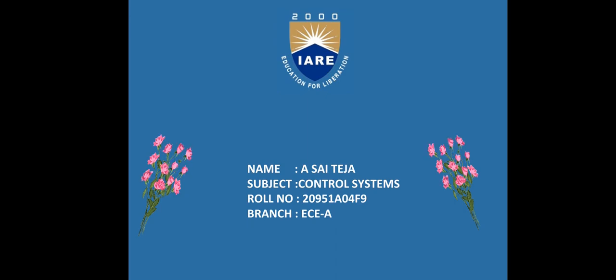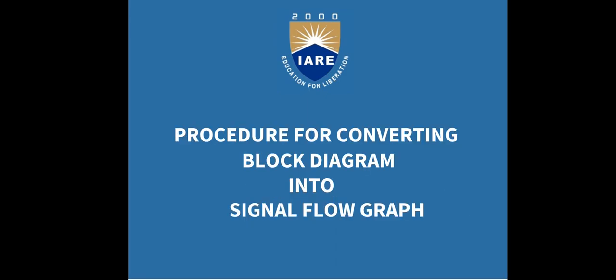Today my topic in control systems is the procedure for converting a block diagram into a signal flow graph.